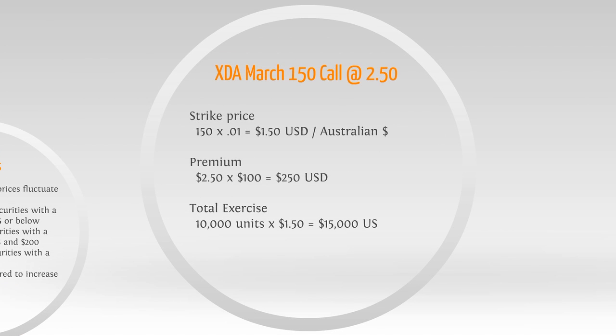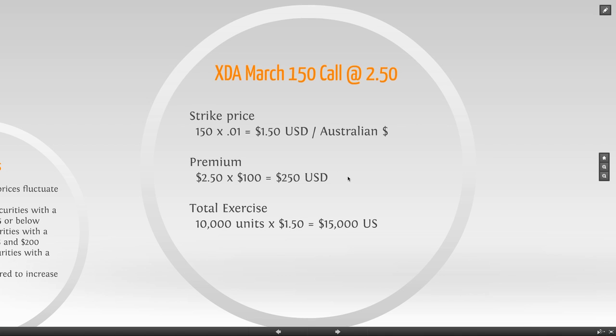In this case, we're looking at the Australian dollar, and it's priced at 150, so we get $1.50 per Australian dollar. And the pricing per contract for the premium is 250. So we're going to multiply that times 100 shares, which is typical for the options contract. So what that 250 means is we're going to have a $250 premium, as you can see here. The total exercise then at this price is going to be $15,000 US.